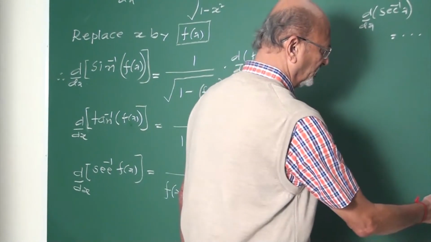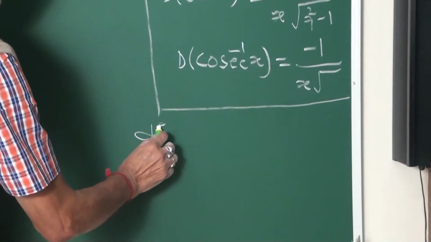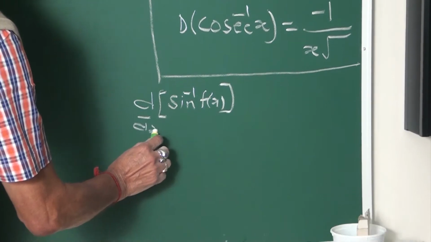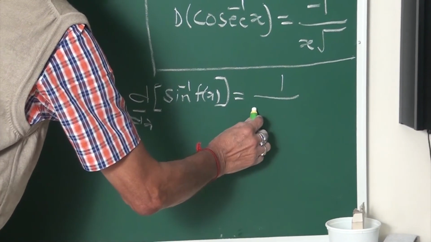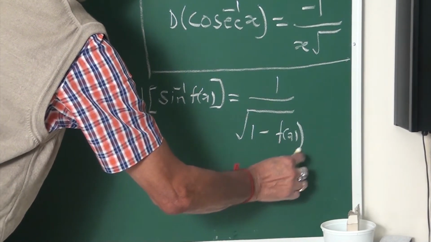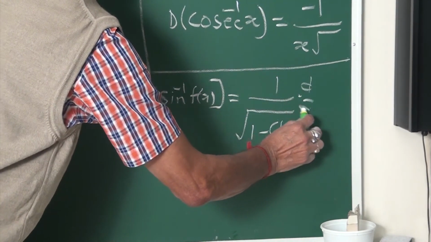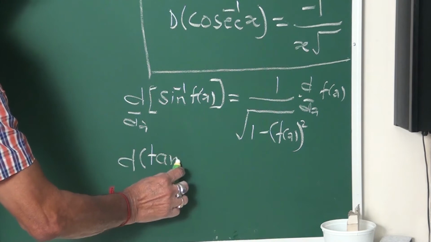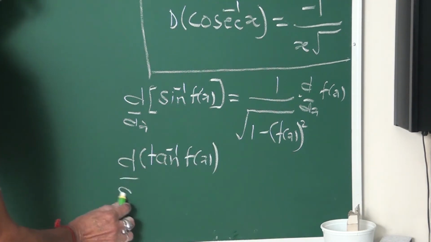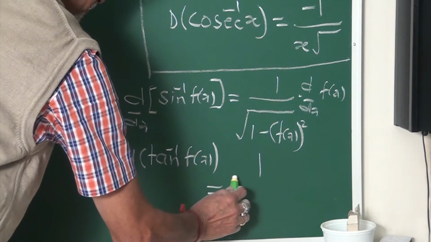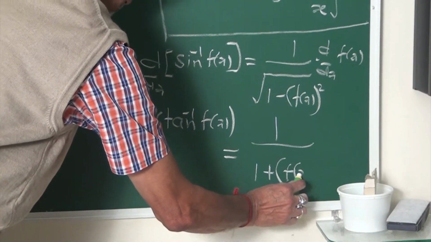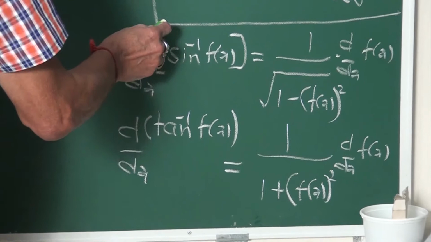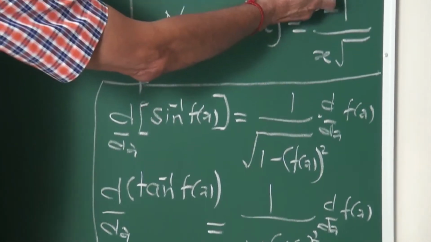So what am I going to write here? The derivative of sin inverse f(x) with respect to x is 1 upon root 1 minus f(x) whole square into d by dx of f(x). Similarly, the second one: derivative of tan inverse f(x) with respect to x is 1 upon 1 plus f(x) whole square into d by dx of f(x). I have written 2. Similarly, with sec, replace x and write its derivative.